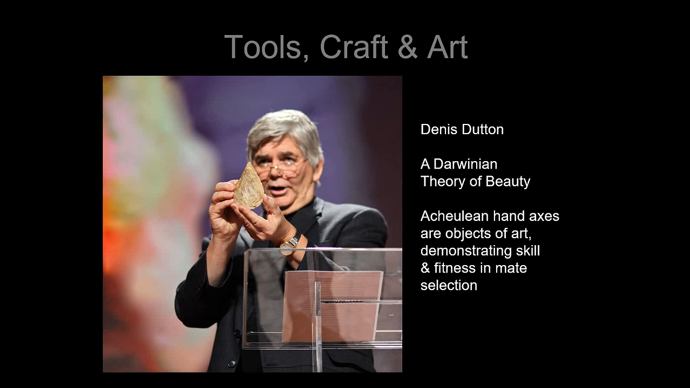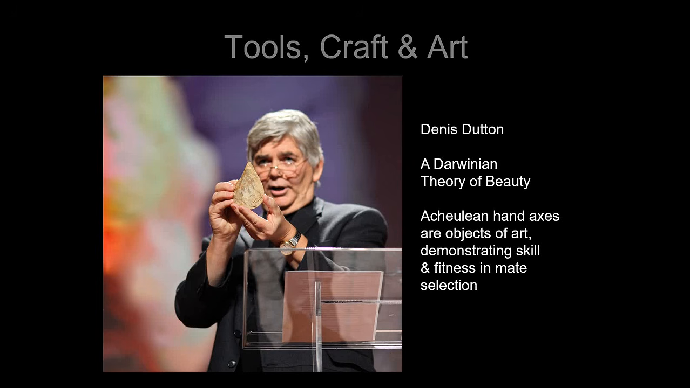But he came up with what he called a Darwinian theory of beauty. That is, he argued that these Acheulean hand axes were far more than just simple chop, bash, and chop kind of tools, that they were in fact the first works of art. And if that's true, that makes them the longest lasting tradition of art in the history of the world, because they were making these for nearly 1 million years.